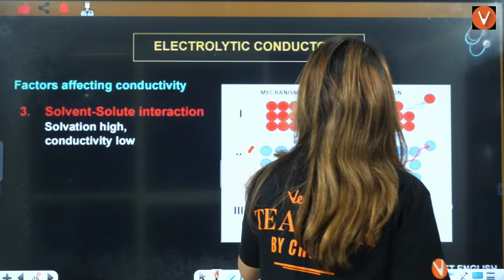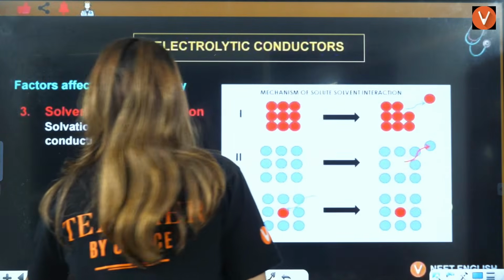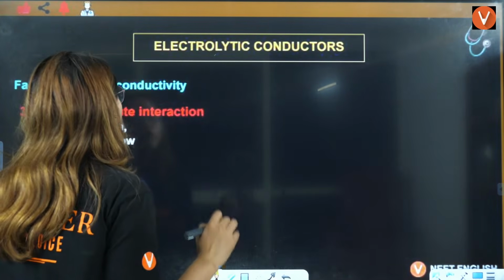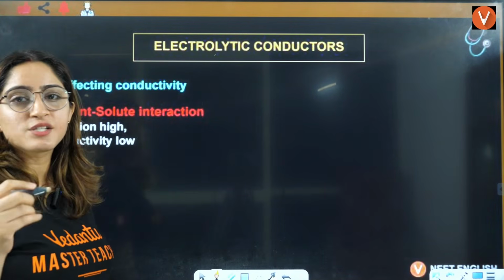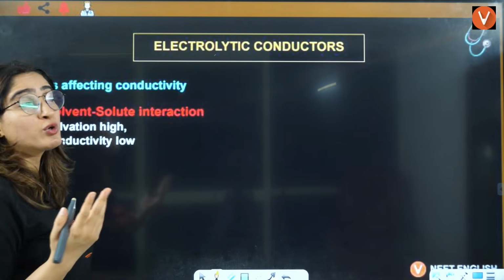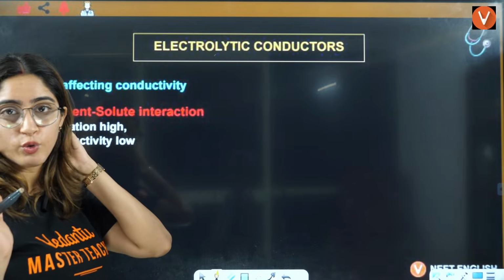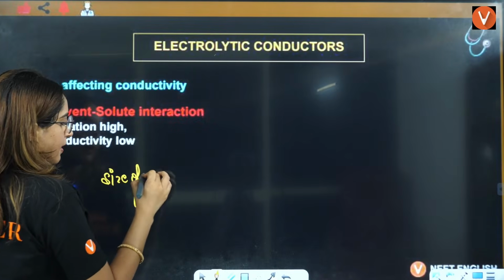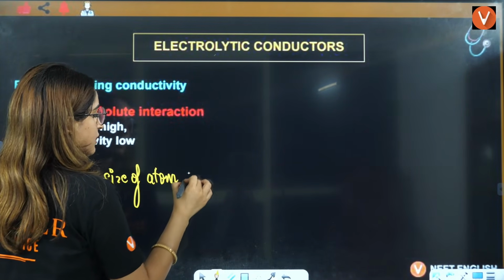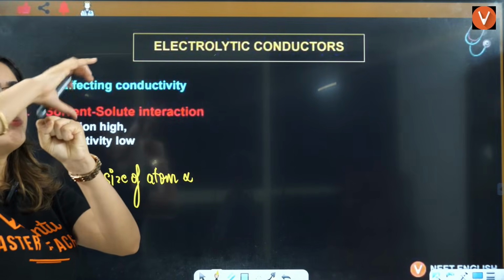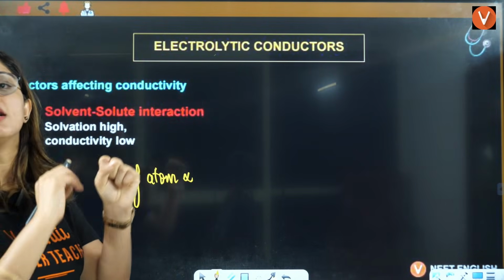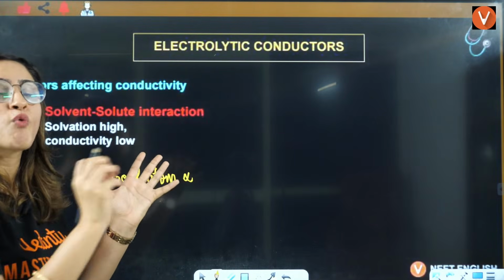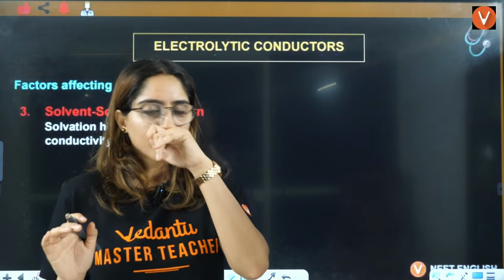Now understand what exactly will happen here. Okay, I'm just going to write it here. If you talk about the size of the ion, because we want to know which will have high conductivity or low conductivity. If you talk about the size of the atom, see, the smaller the size of the atom, the more water molecules can surround it. The larger the size, the fewer water molecules can surround it. Okay, so you should know that.